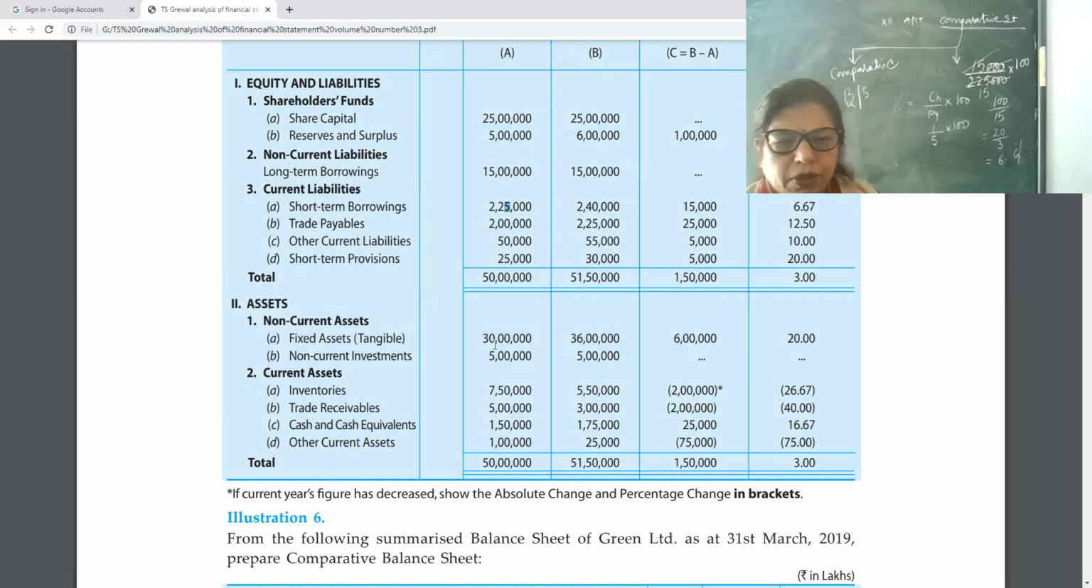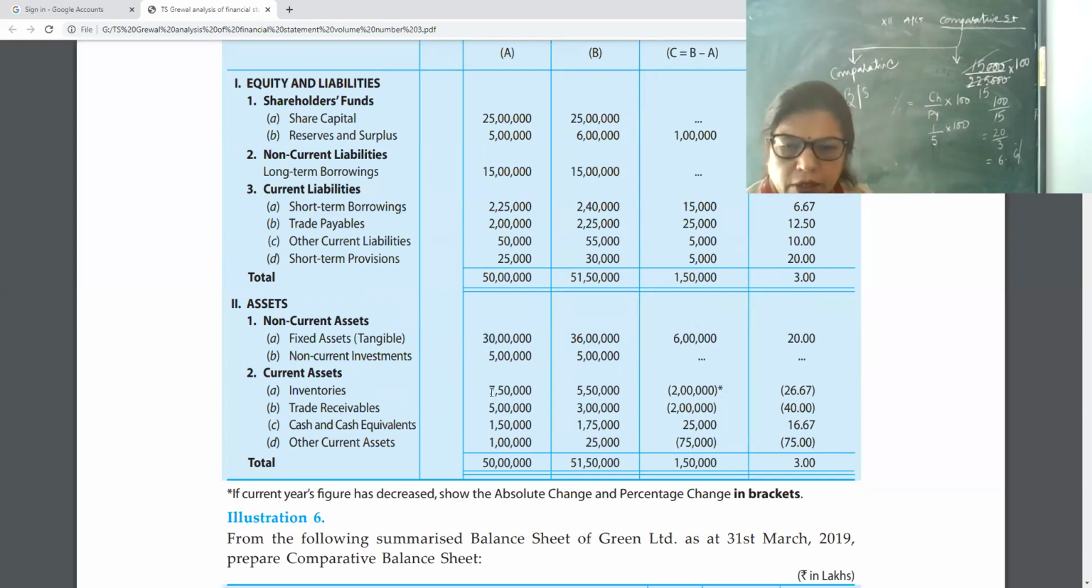Okay, I'll ask: 30 lakh to 36 lakh. How much is increasing? 6 lakh. Okay, that is an increase. Very good. Then how to show the percentage? 6 lakh upon, yes, very good. 6 lakh is the change upon previous year, that is 30 lakh into 100. Okay, now next. 5 lakh to 5 lakh, no change.